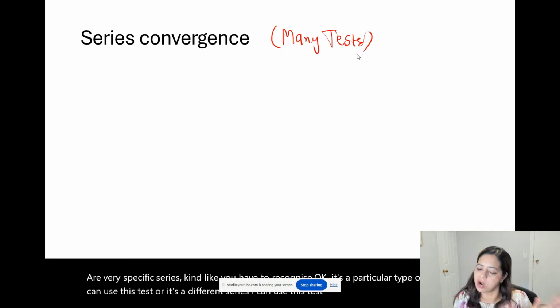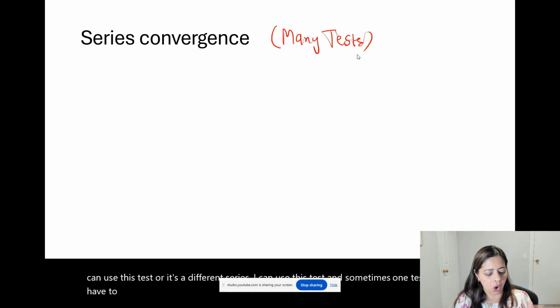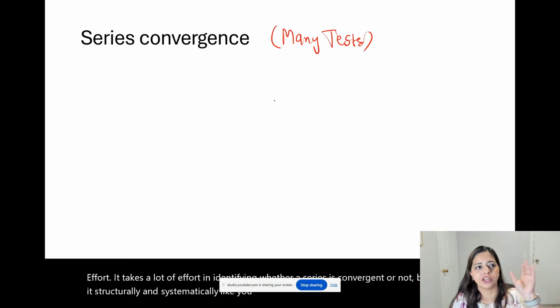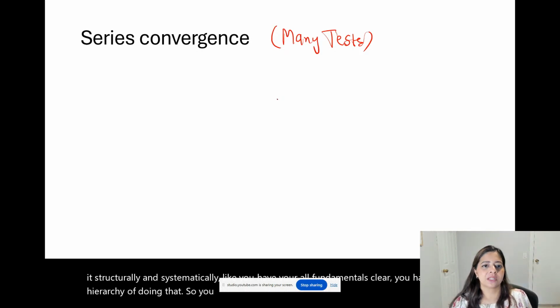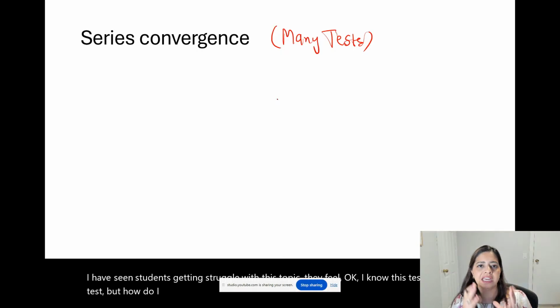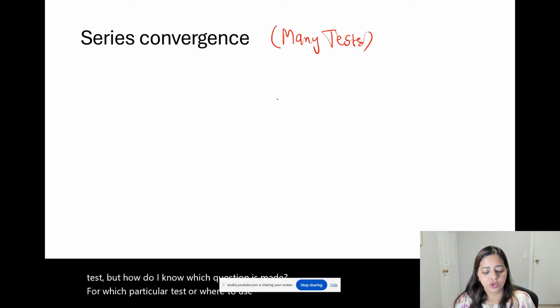And sometimes one test fails, you have to use another test. So it's a lot of effort. It takes a lot of effort in identifying whether a series is convergent or not. But if you do it structurally and systematically, like you have all your fundamentals clear, you have a hierarchy of doing that, you're not going to mess up with this. Because most of the times I have seen students struggle with this topic. They feel, okay, I know this test, but how do I know which question is made for which particular test, or where to use what? So I'm here to help you on that.